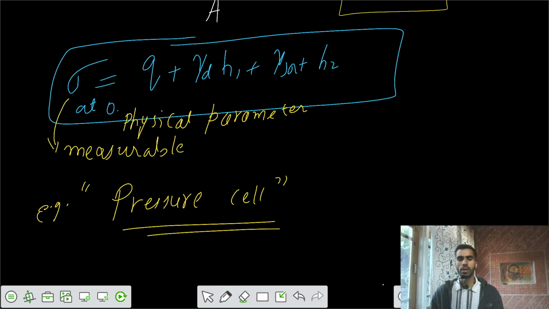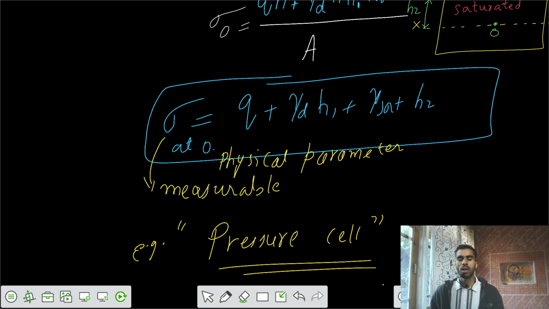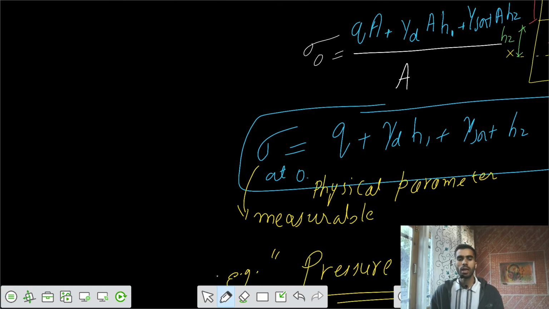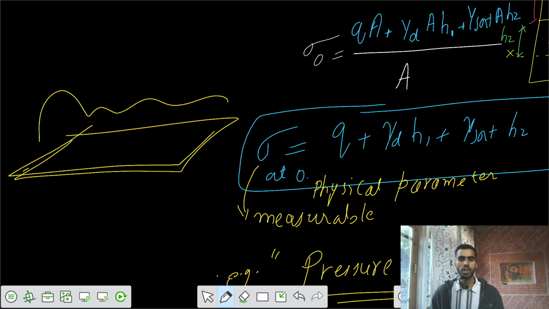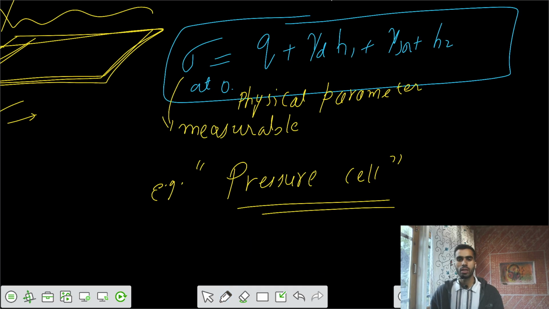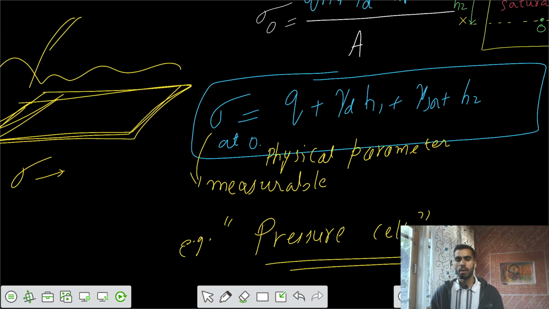So it's easy to calculate, because it's only the total weight above that particular cross section divided by the area of the cross section. The cross section we know, and we know the total weight above it. That is easily measurable, so we measure it by the pressure cell. So this is a physical and measurable parameter.